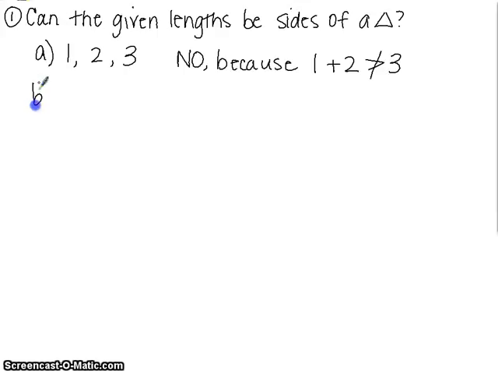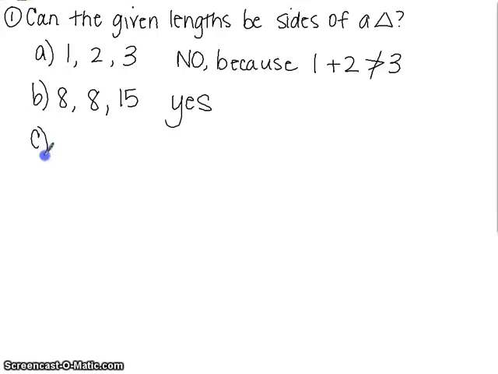Okay, how about this one? 8, 8, and 15. So we have an isosceles triangle. Always check. 8 plus 8, is that greater than 15? Yep, it's actually 16. 8 plus 15, is that greater than 8? Yep. So these can form the sides of a triangle.